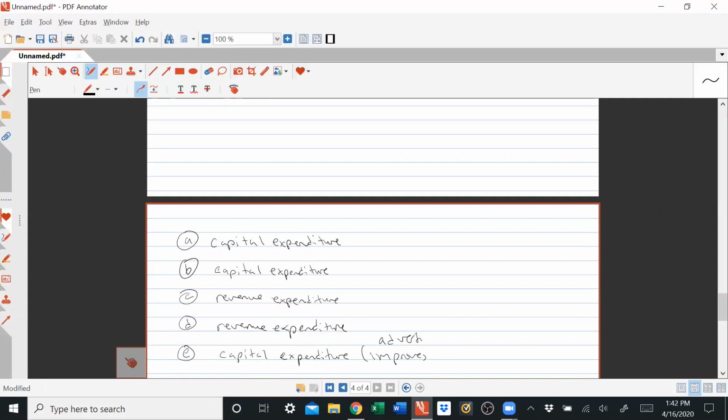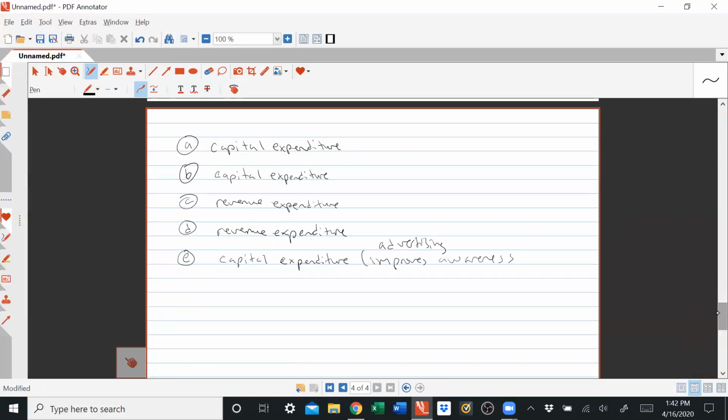I'm just going to say advertising. It's kind of like advertising when you put the company logo on your building. Because if you don't have a logo there, nobody knows what the company is when it goes by. Well, I guess you could know if you look up in the yellow pages or something, but more people know what it is definitely if you have the logo on. Improves awareness, which presumably improves the quantity of output. And that's one of those characteristics that a capital expenditure satisfies or should satisfy.